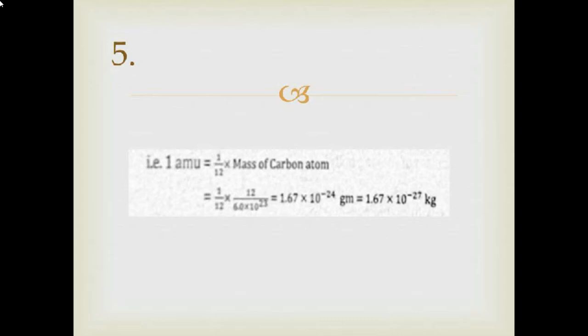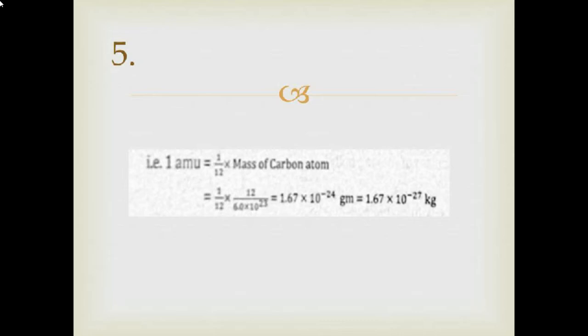So 1/12 into 12 divided by 6.0 into 10 to the power 23, which is equal to 1.67 into 10 to the power minus 24 grams, or in terms of kg, it is 1.67 into 10 to the power minus 27 kg. From the fill in the blanks point of view, they can ask, 1 AMU is equal to dash. So either in terms of grams or in terms of kg, you should be thorough.